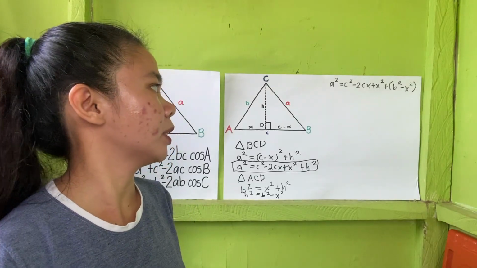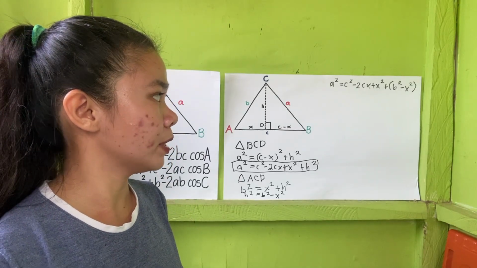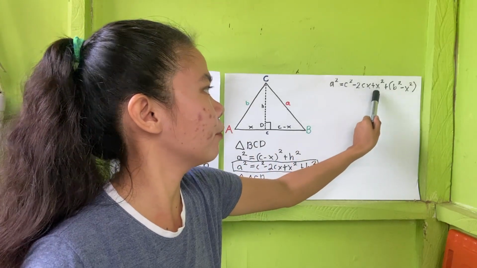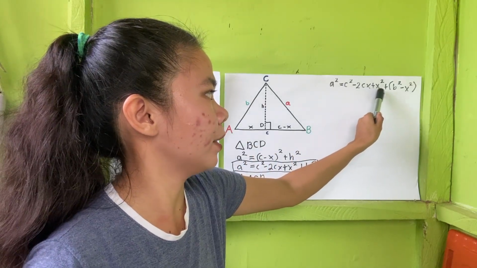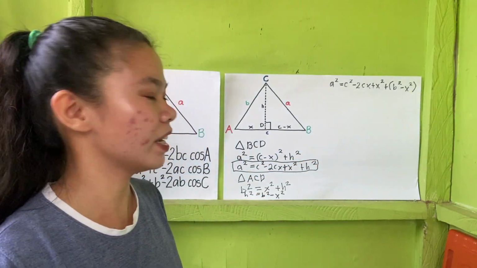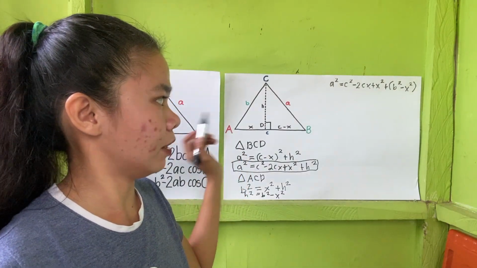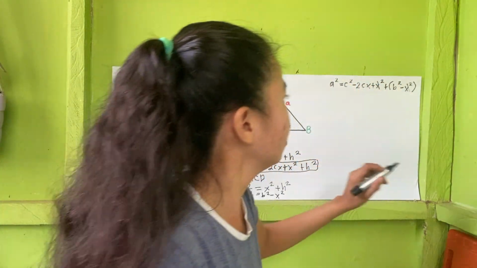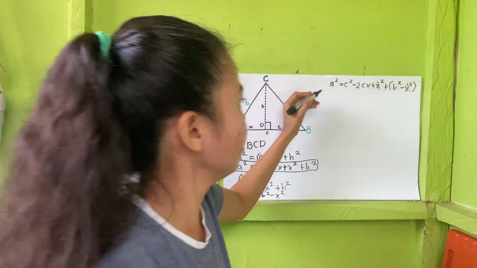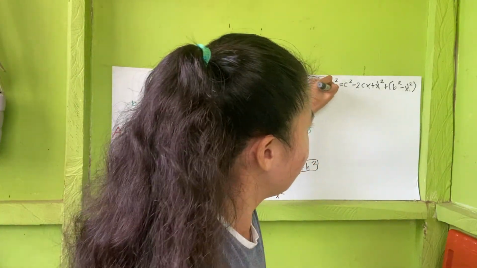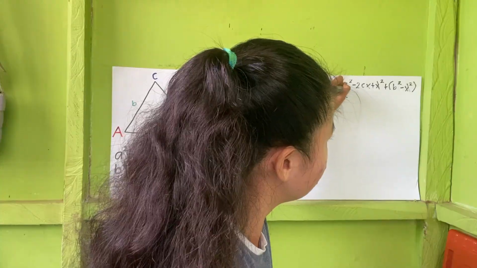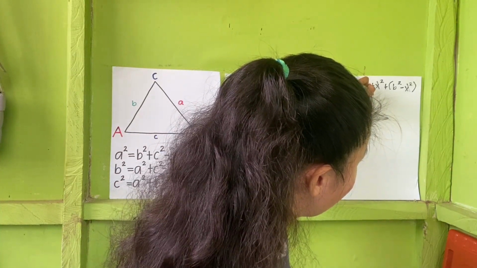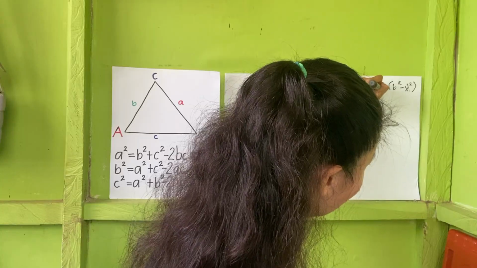The next thing we are going to do is combine like terms. We can see that we have positive x squared and negative x squared, so we can cancel those out. There is nothing more, so we write a squared is equal to c squared minus 2cx plus b squared.